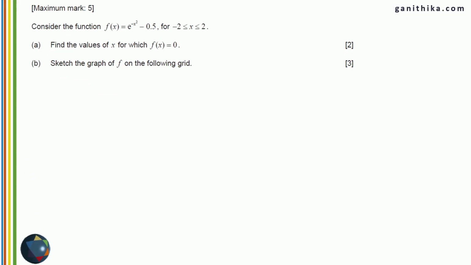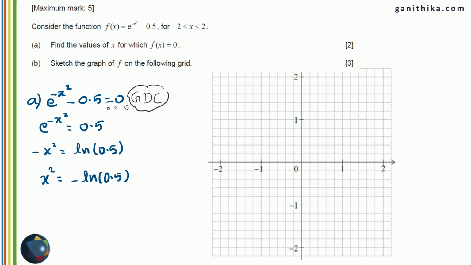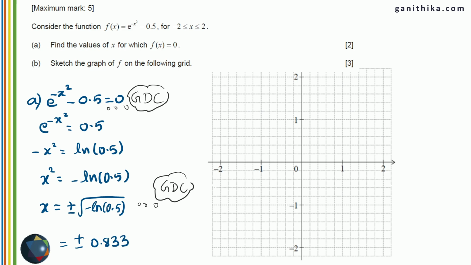Proceeding further to the next question, it's an exponential question, e power minus x square minus 0.5, again with restricted domain negative 2 to 2. We have to find the values where f of x is equal to 0, which is e power minus x square minus 0.5 is equal to 0. You can either use GDC directly and draw the graph and find the x-intercepts, or you can simplify this to this form and use the calculator simply to find the value of plus or minus square root of minus ln of 0.5, which is going to be plus or minus 0.833.